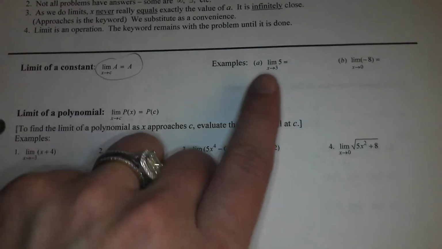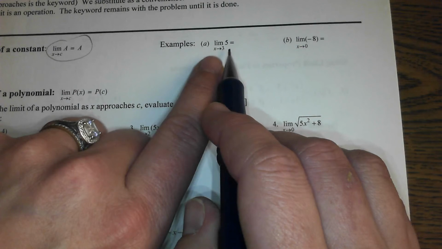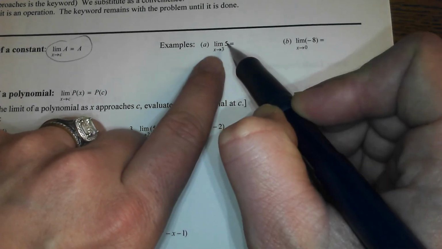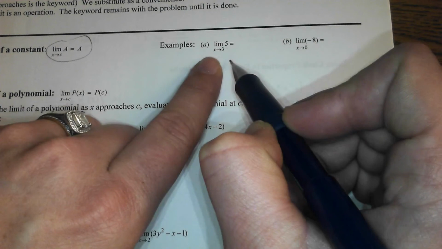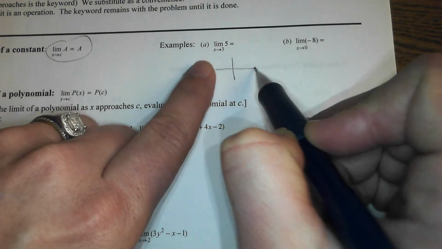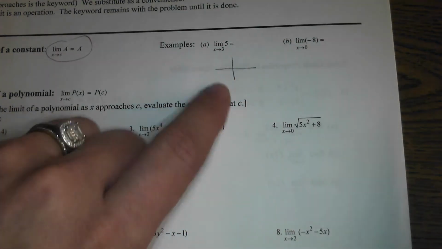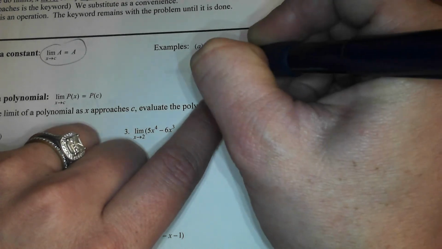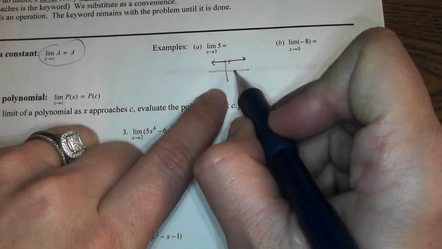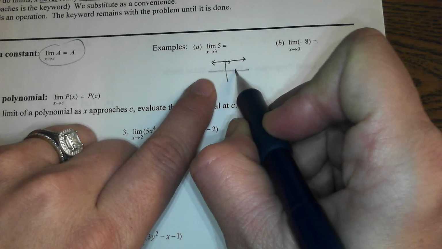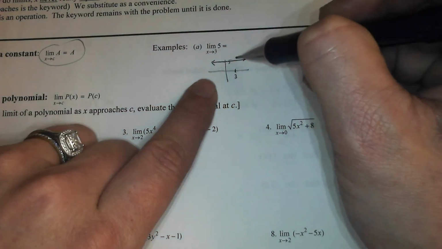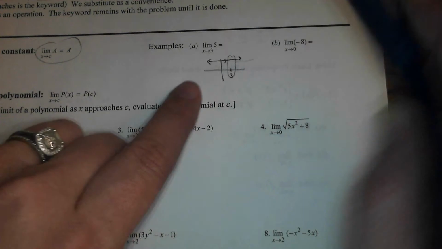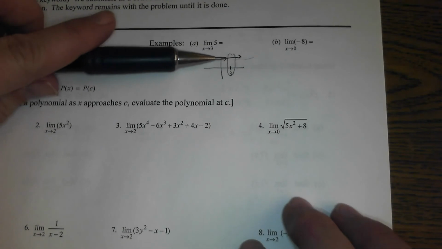Hold on. The first rule is this. If your function is a constant, so the function here is the limit of 5. Do you all know what the line y equals 5 looks like? It's a flat line at 5. So as x is approaching 3, you'd focus in on here. Is your limit as you approach 3 from the right the same as the limit as you approach 3 from the left?